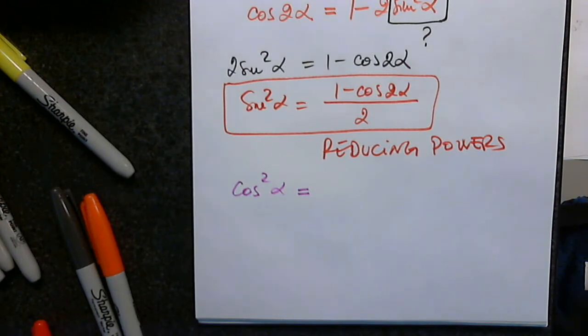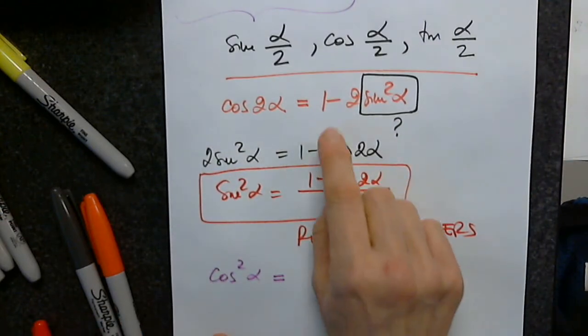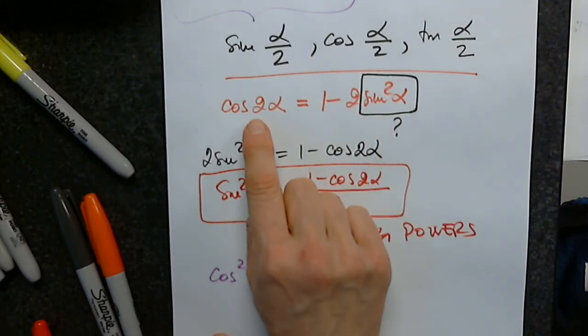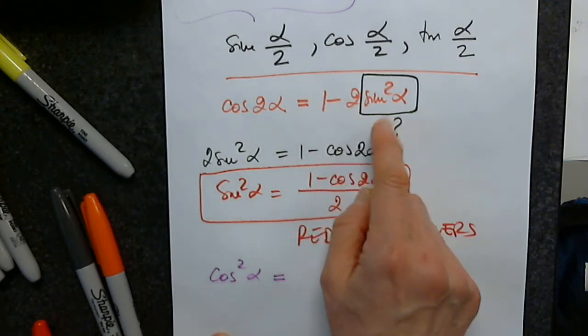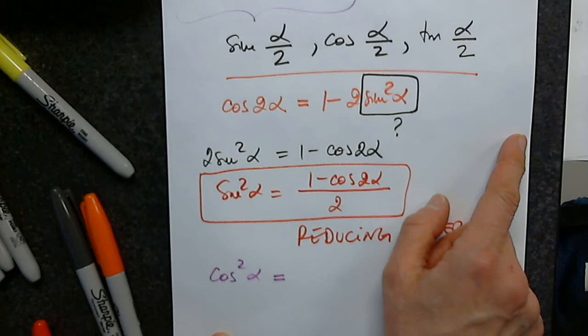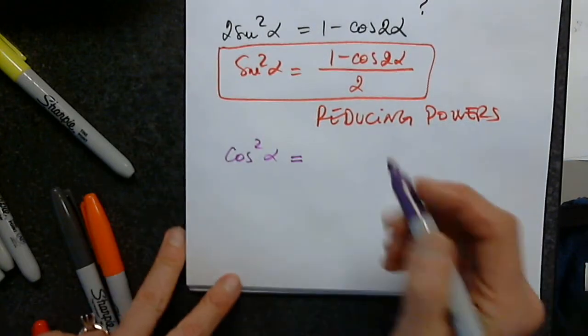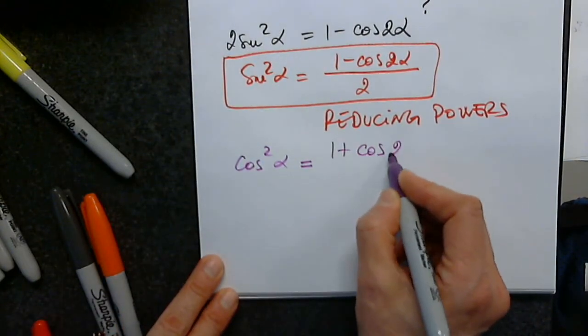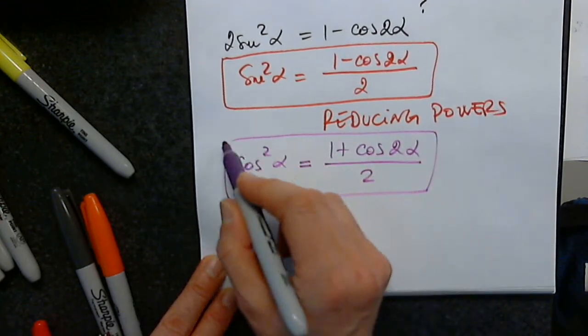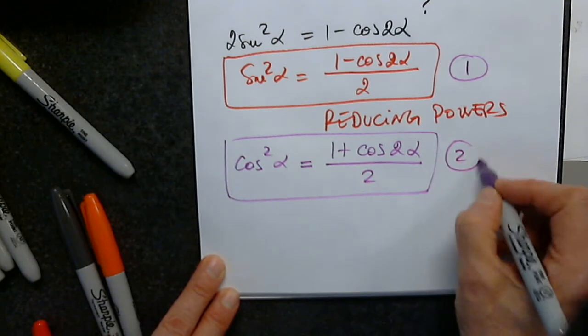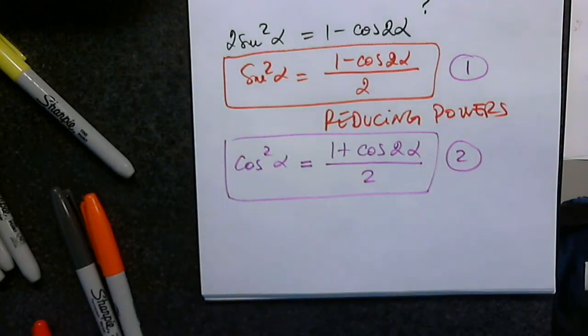1 minus 2 sine squared alpha. Yes, very close, but it will be plus. Let me tell you why it's plus. Because the formula for cosine twice alpha in cosine will be twice cosine squared minus 1. So that's the only difference, indeed. 1 plus cosine twice alpha divided by 2. These are the two formulas for reducing powers.